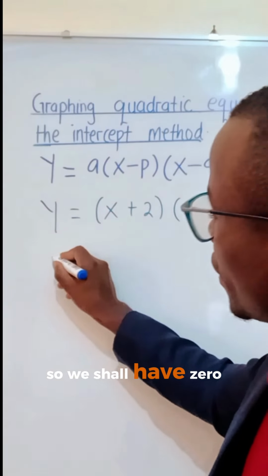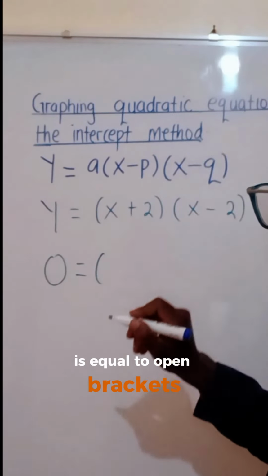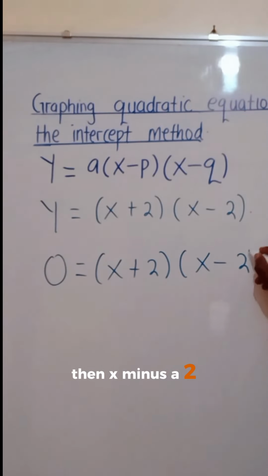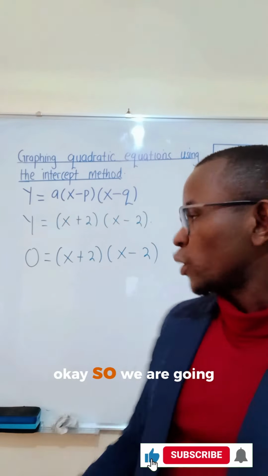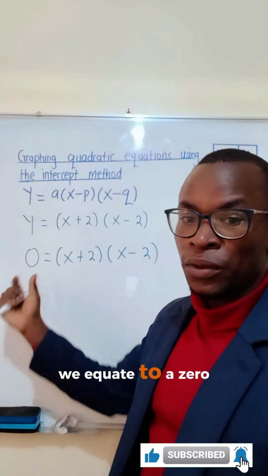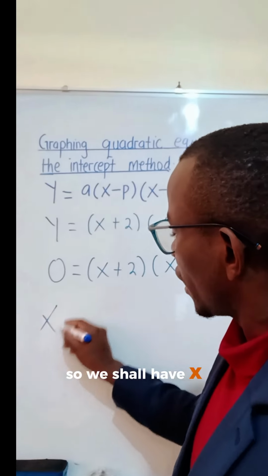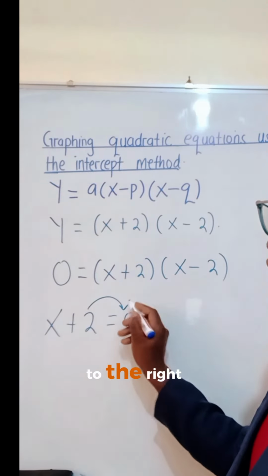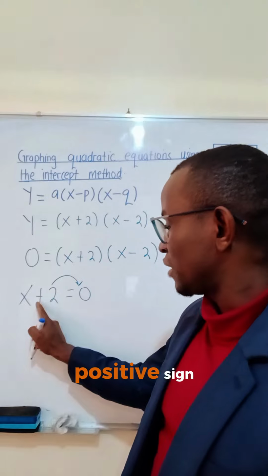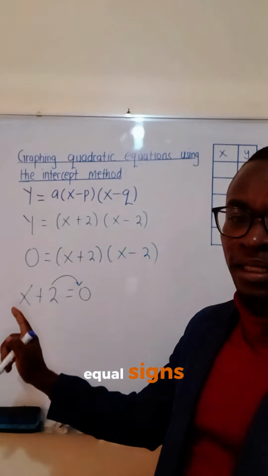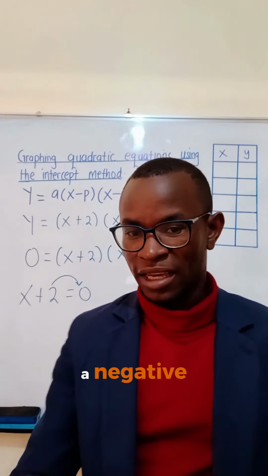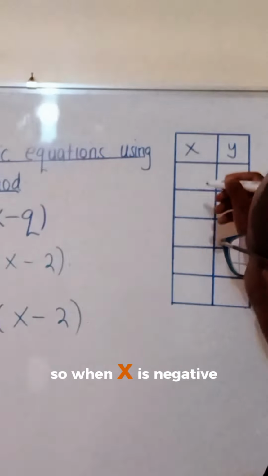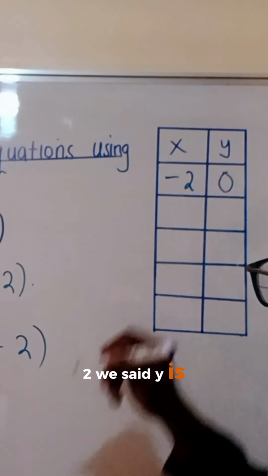So, we shall have 0 equals (x plus 2)(x minus 2). We solve for x, okay? So we are going to equate this bracket to 0. So we shall have x plus 2 equal to 0. So we transfer this 2 to the right. Remember, it is having a positive sign, and when it crosses the equal sign, it is going to obtain a negative. So we shall have x equal to negative 2. So when x is negative 2, we said y is 0.